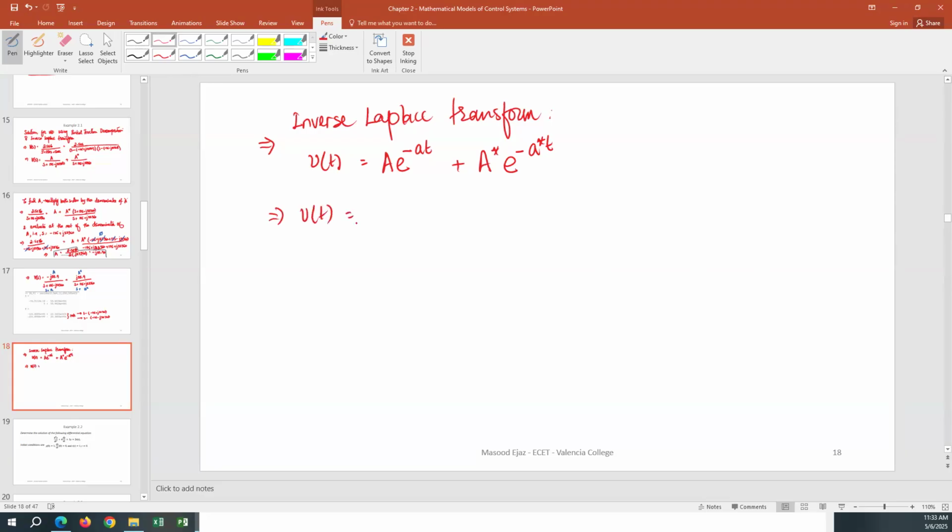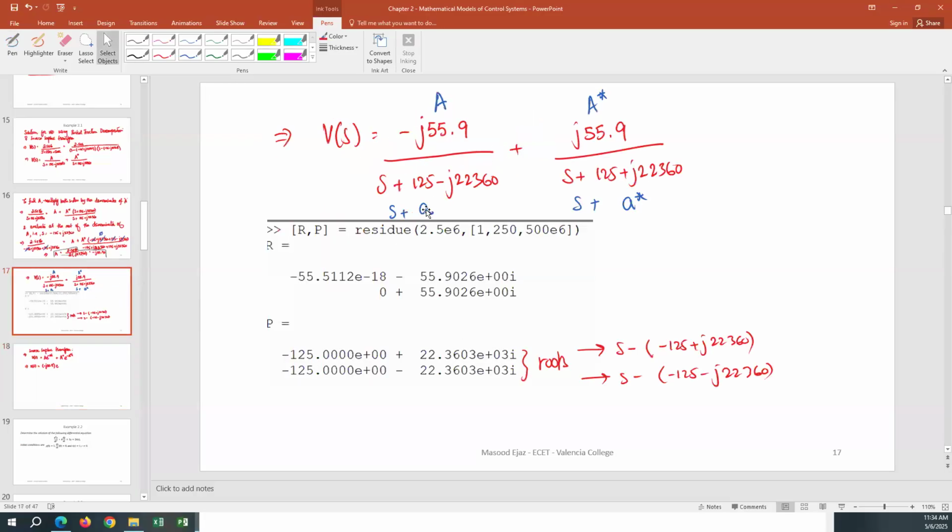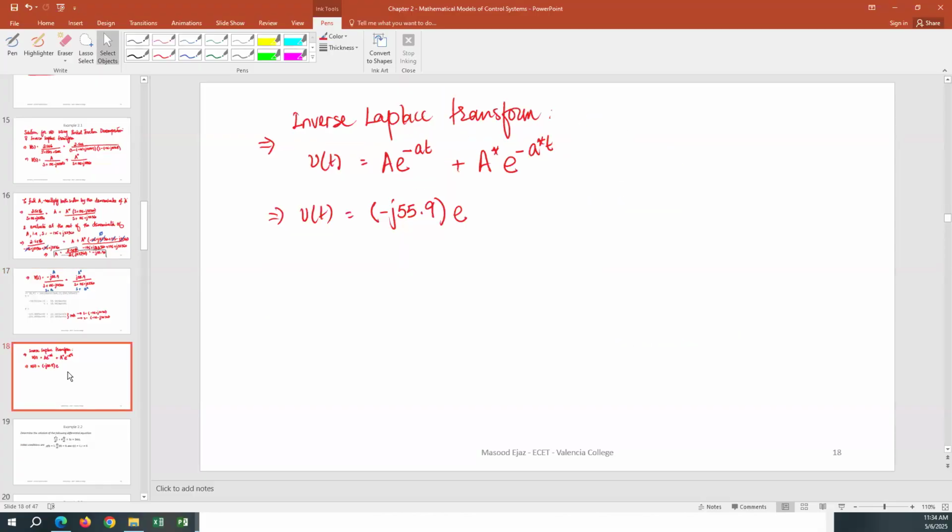v(t) is equal to, what do we have? A is negative j 55.9, right? Negative j 55.9 e to the power, what is that? Negative, a is 125 minus j 2236, so negative 125 minus j 2236 t, plus A conjugate, which is j 55.9 e to the power negative 125 plus j 2236.